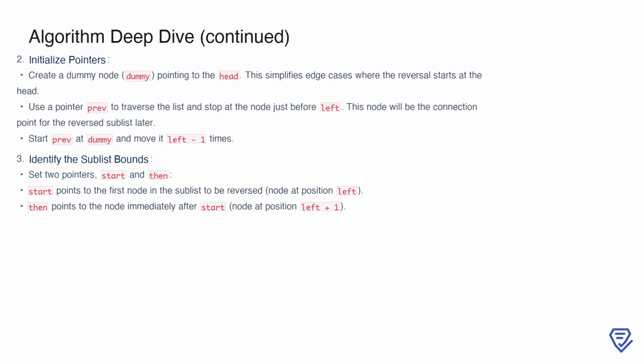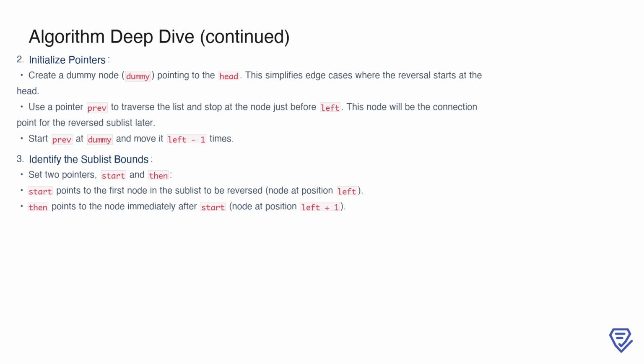Next, we initialize a pointer called previous and position it just before the start of the sublist to be reversed. To do this, we start previous at the dummy node and move it forward left - 1 times. This ensures that previous stops at the node immediately before the sublist's starting position.